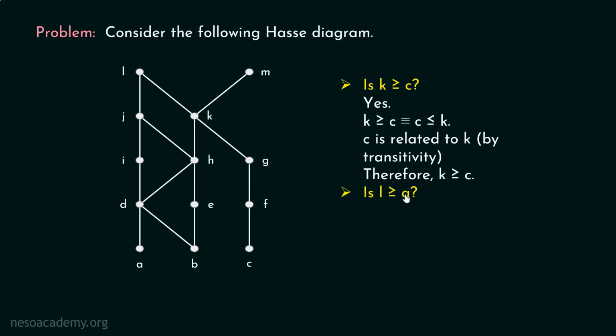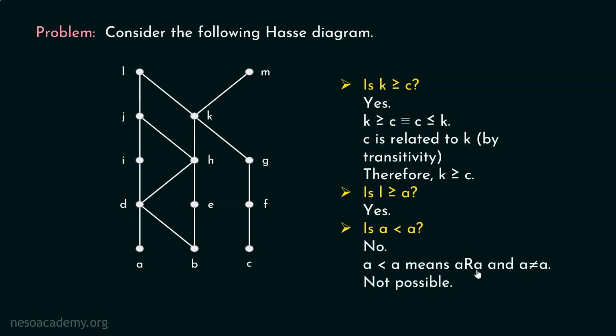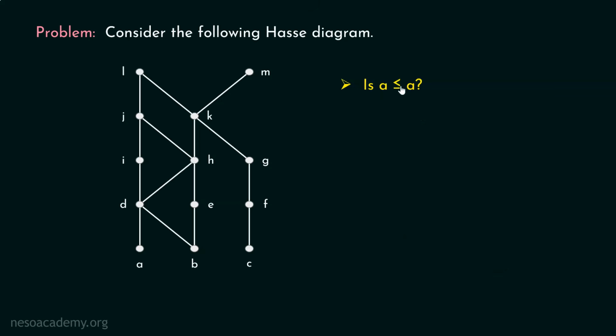Is L greater than or equal to A? Or is A less than or equal to L? Obviously, A is less than or equal to L. Although A is not equal to L, A is less than L. Therefore, this is true as well. Is A less than A? Is it true that A is related to A? When we say A less than A, actually, we mean that A must be related to A and A must not be equal to A. This is not possible, right? Therefore, A less than A is false. What about A less than or equal to A? Yes, this is true. That's it.